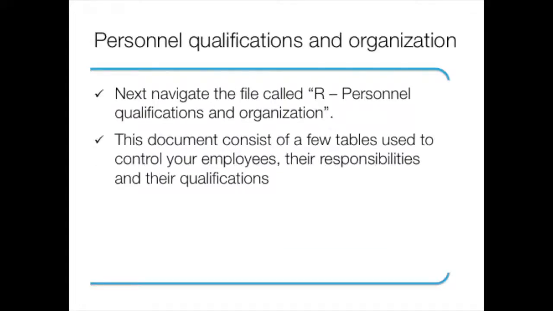Next, navigate to the file that we previously downloaded called Personnel Qualifications and Organization. This document consists of a few tables that are used to control your employees' authority and responsibilities, qualifications, and trainings. In addition, we'll use this document to control and approve those subcontractors who aren't going to CE mark their products.